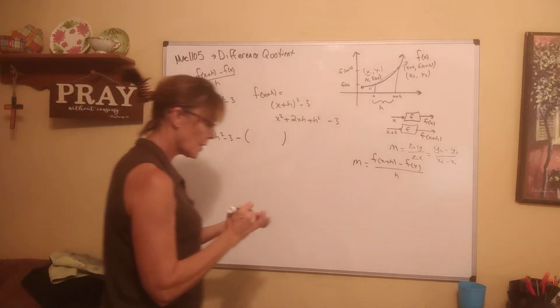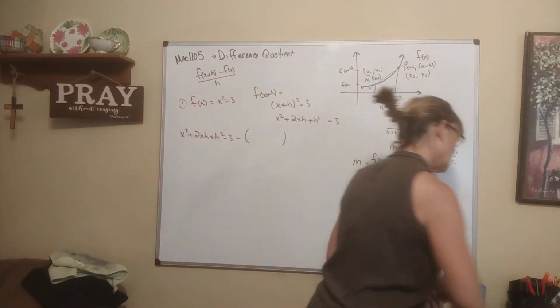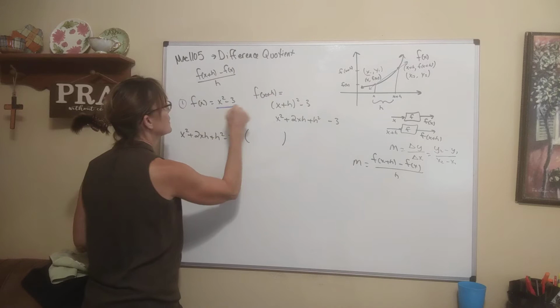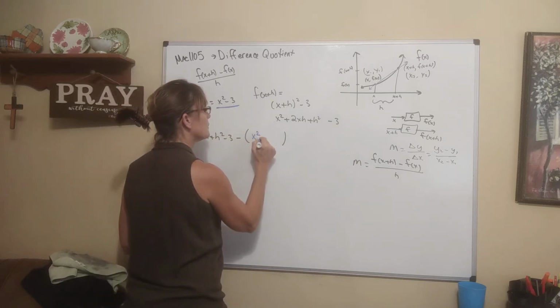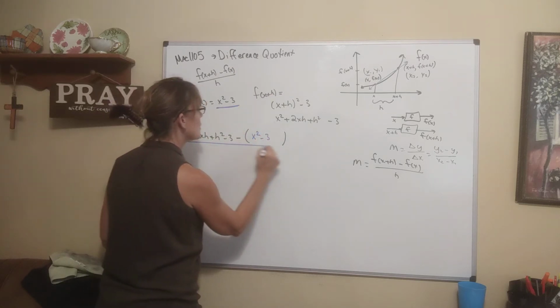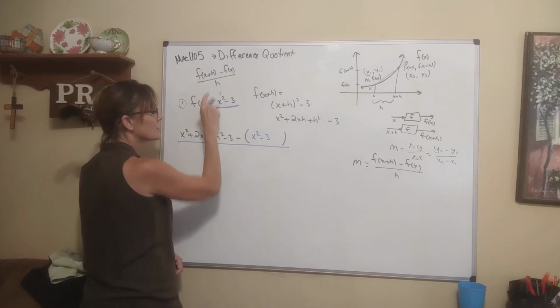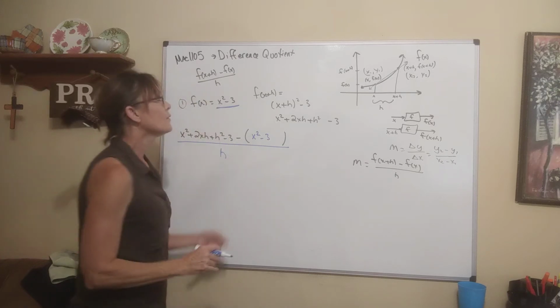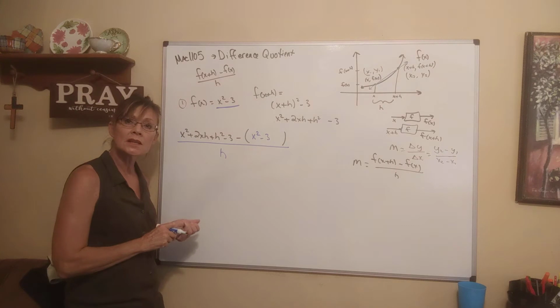I don't have to come up with f of x. They always give that to me, and it's this right here: x squared minus 3. And this is all over h. I just write that down, h. That was the construction part. Now we're just going to simplify this guy.